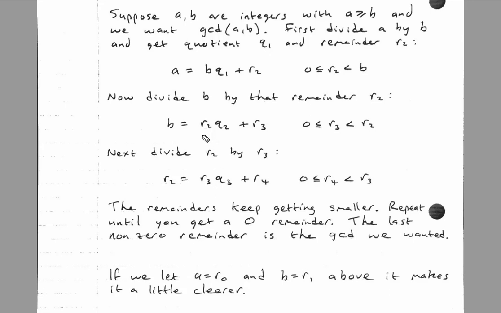We kind of get a slightly nicer pattern if you call a r sub 0 and b r sub 1. Then it's r0, r1, r2, then r1, r2, r3. Okay, so you can do it that way.